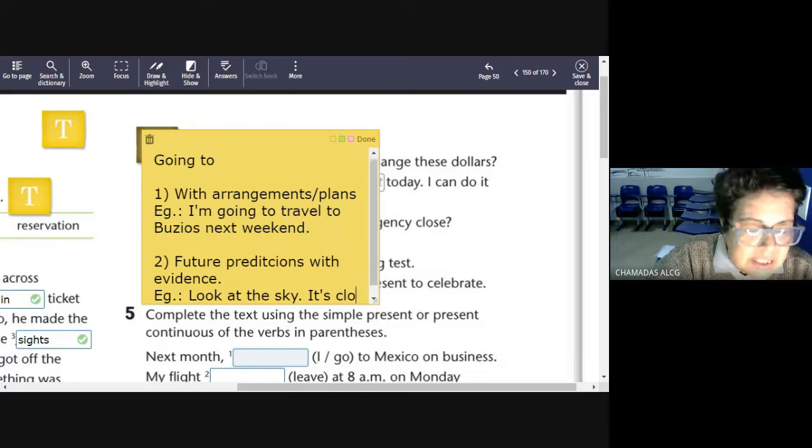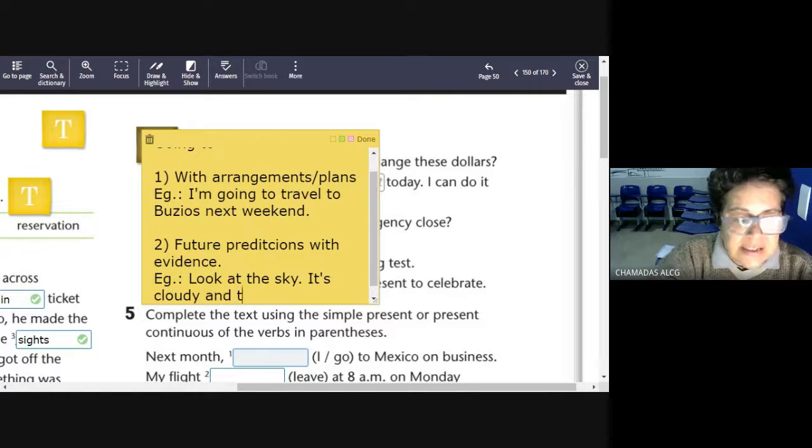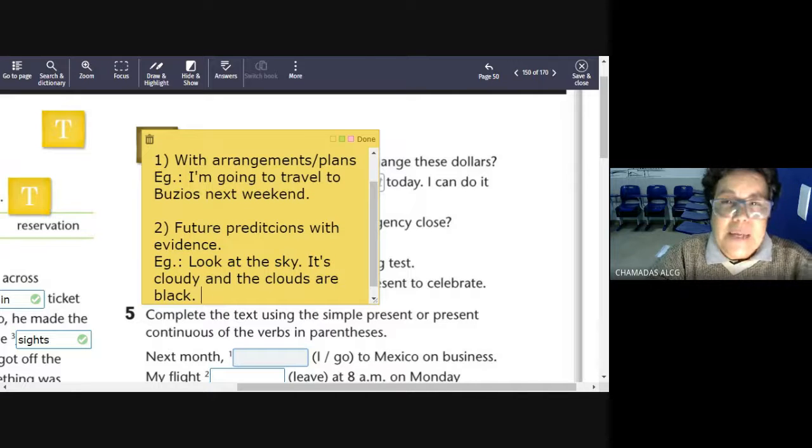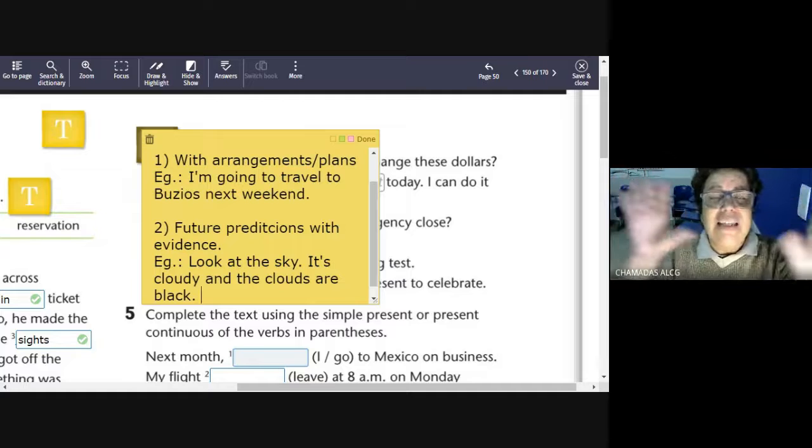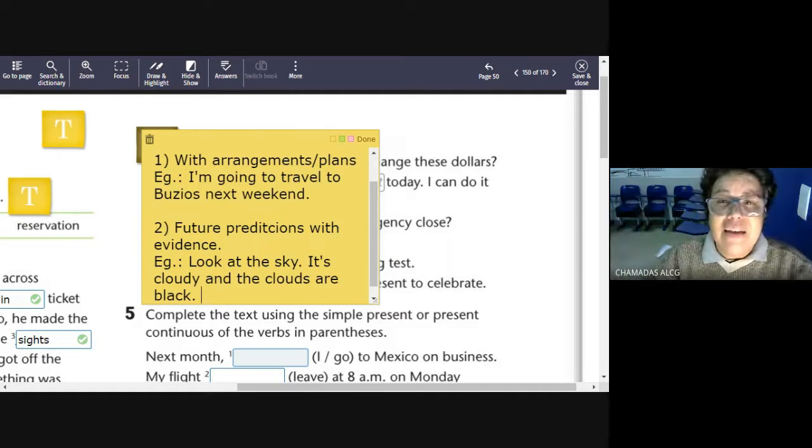It's cloudy and the clouds are black. So imagine the situation. You look at the sky and the clouds are all black. So what do you think will happen? Which is obvious, right? It's going to rain.